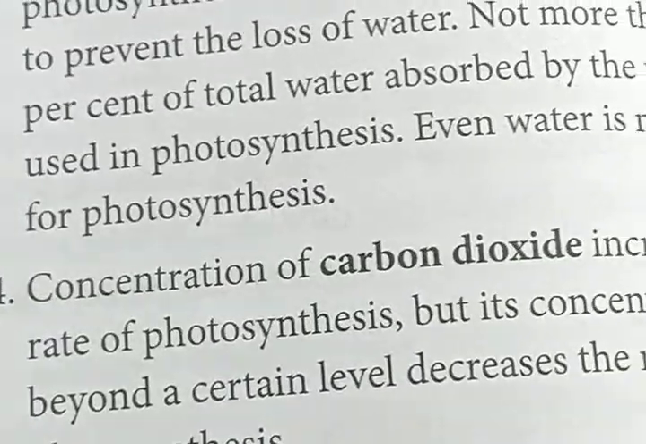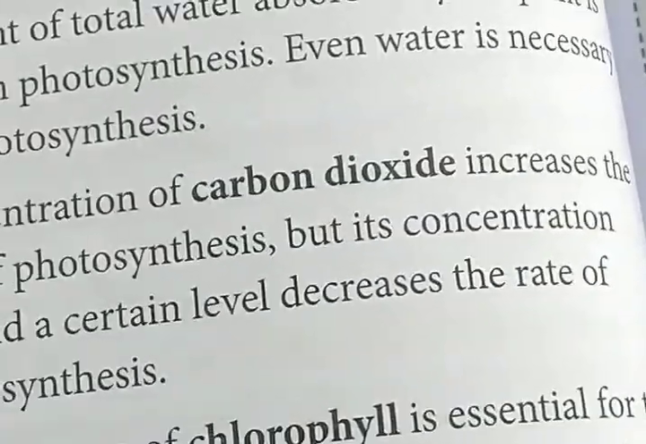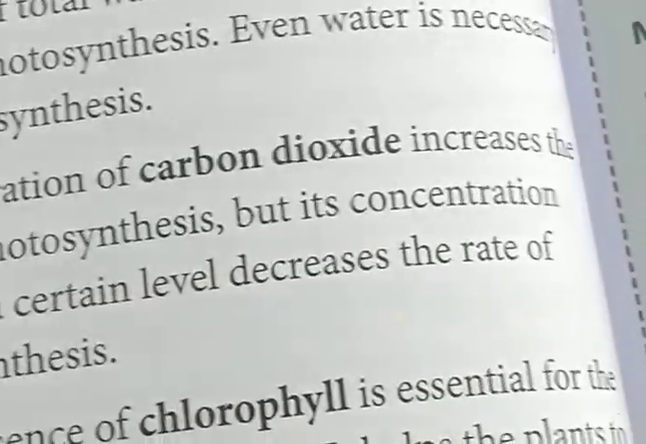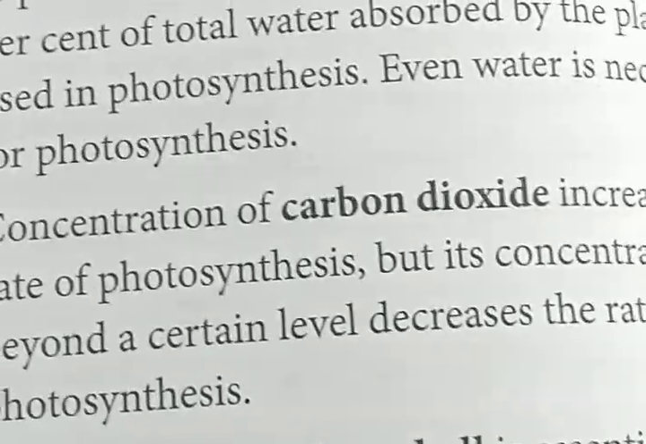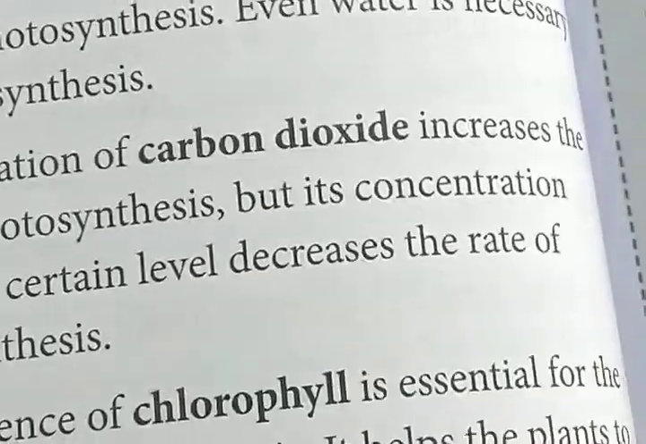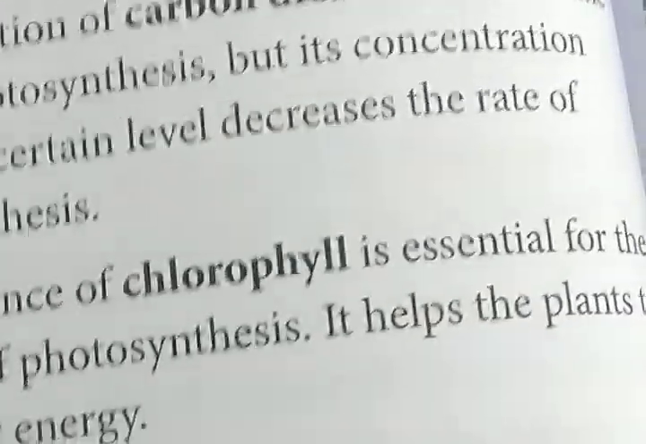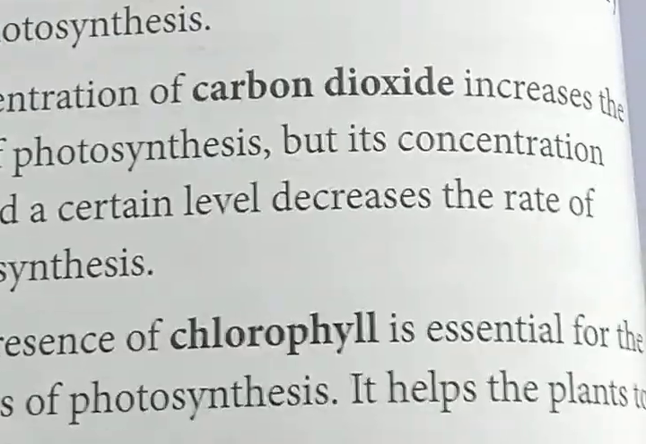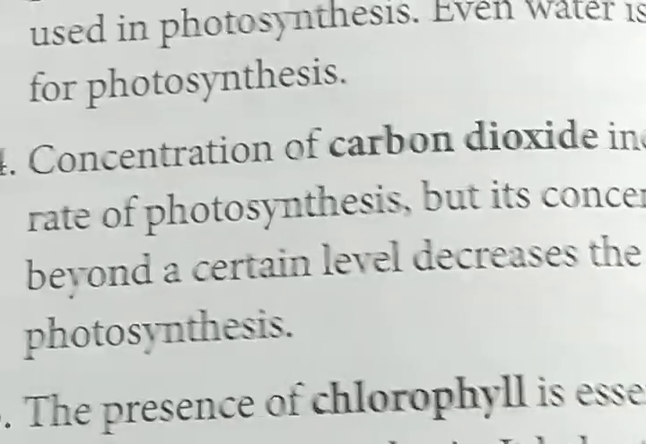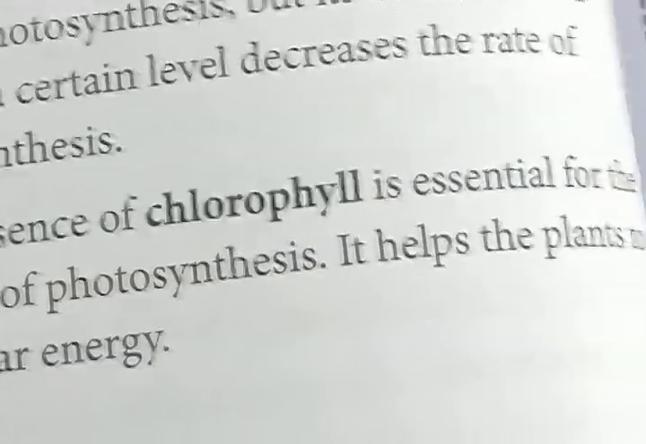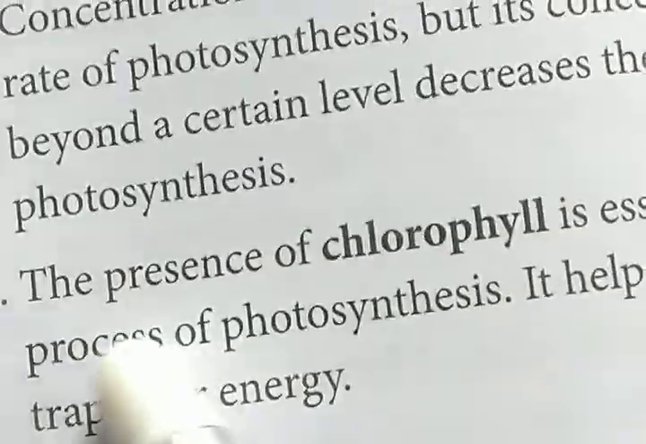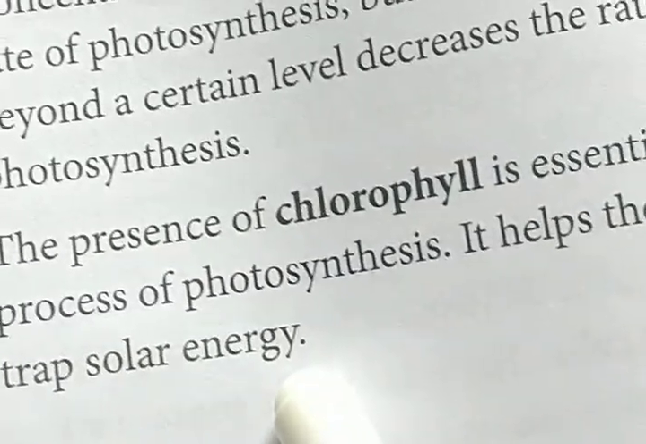Now, an increase in the concentration of carbon dioxide increases the rate of photosynthesis, but a concentration beyond a certain level decreases the rate of photosynthesis. So if the carbon dioxide level is higher, the rate of photosynthesis will increase, but when the carbon dioxide is more than necessary, it decreases the rate of photosynthesis. Last one, the presence of chlorophyll is essential for the process of photosynthesis. It helps the plants to trap solar energy. These are the main things.